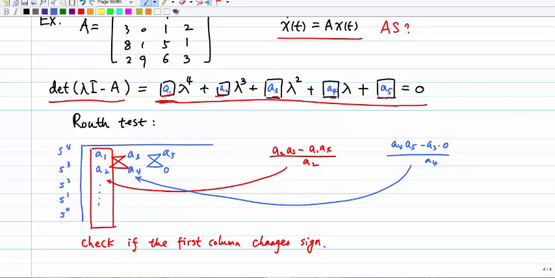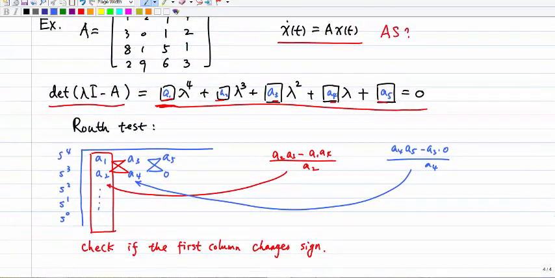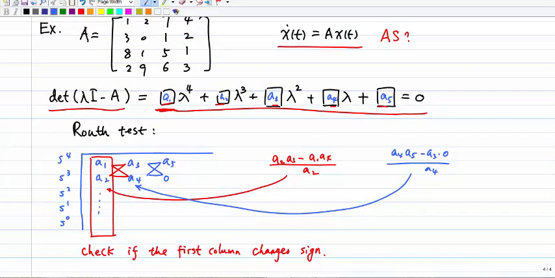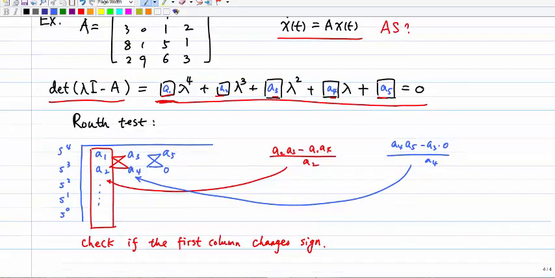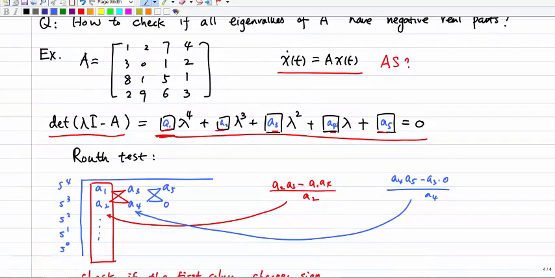I don't want to talk too much about this one, but if you're interested, you can also check the Routh test to verify whether a system like this has negative real parts or not. So that's all about the internal stability for linear time invariant systems.